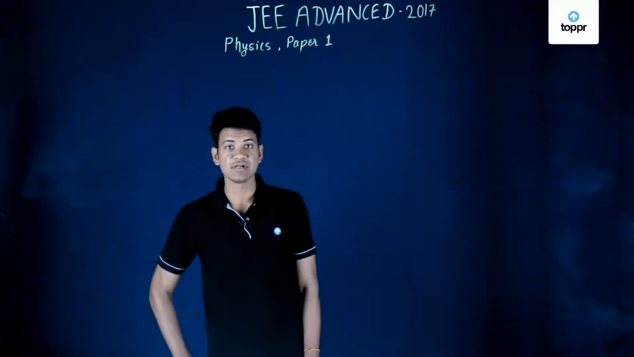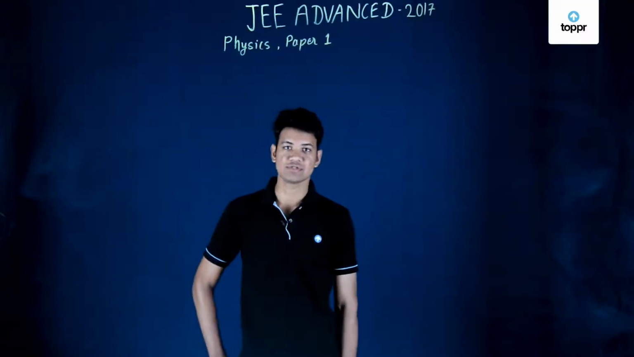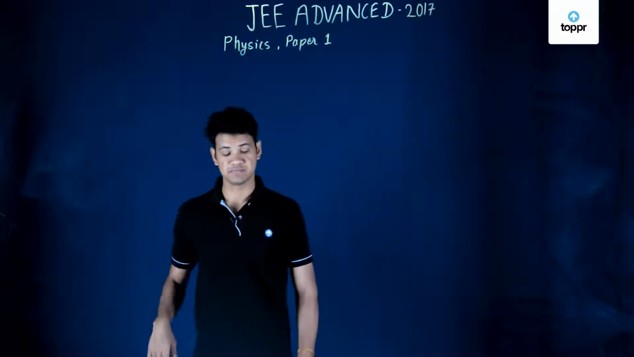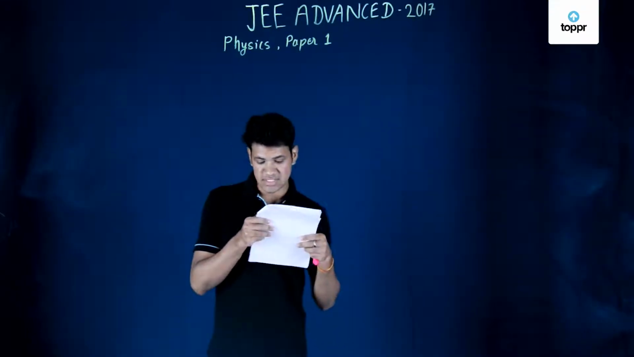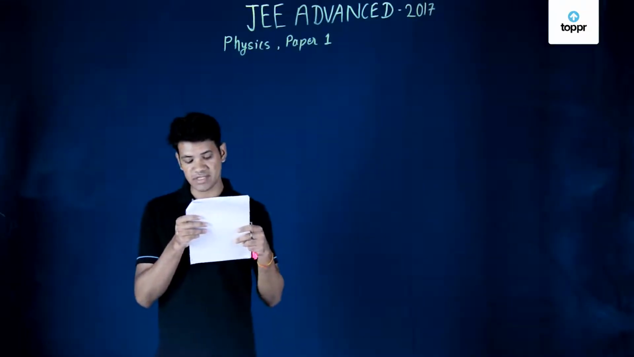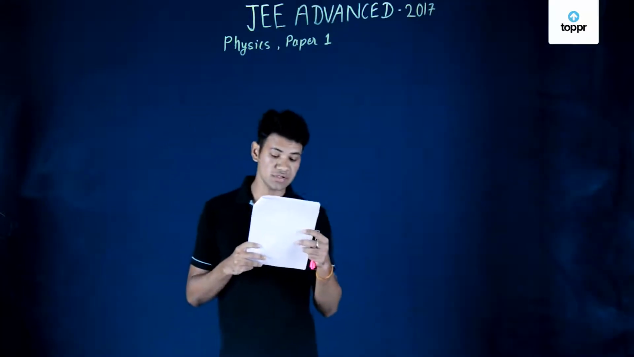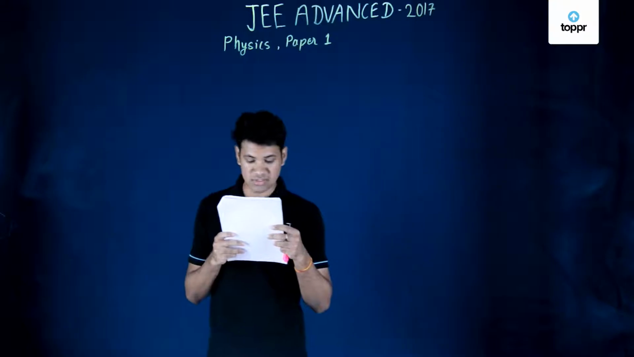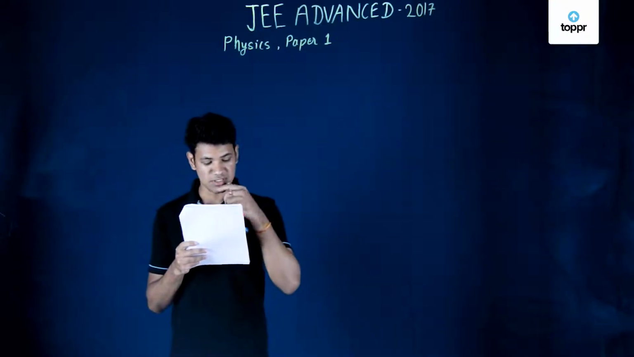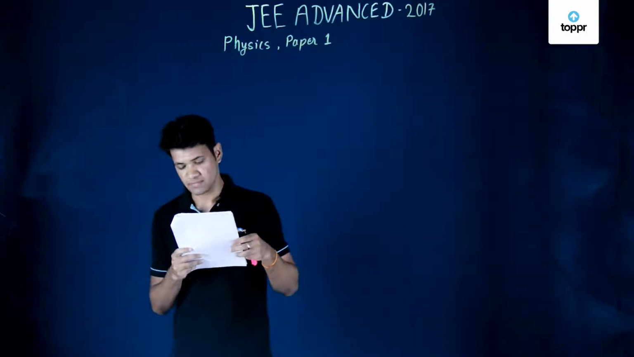Hello friends, today we'll take a look at a question which came in JEE Advanced 2017, Physics Paper 1. The question says, for an isosceles prism of angle A and refractive index mu, it is found that the angle of minimum deviation delta m is equal to A. Which of the following options are correct? So this is a multi-correct question.